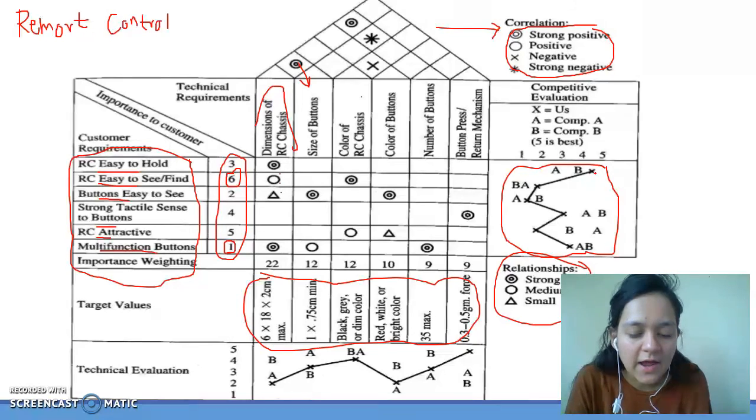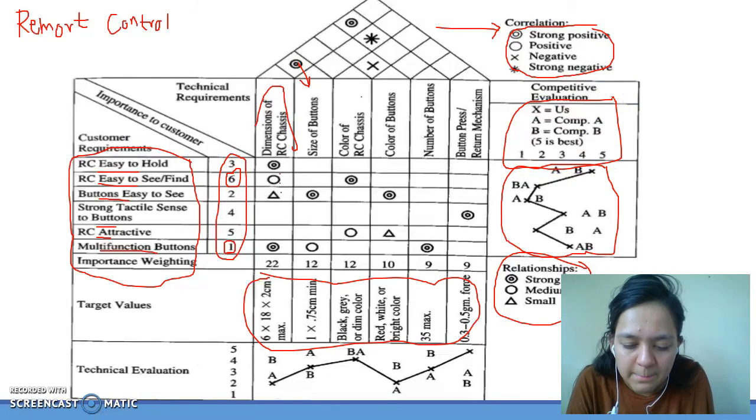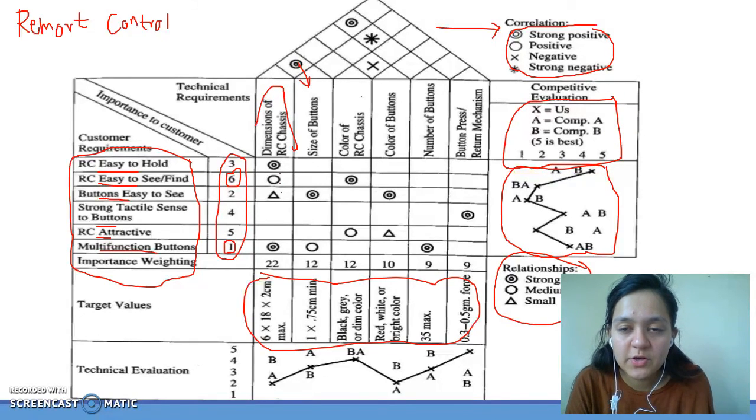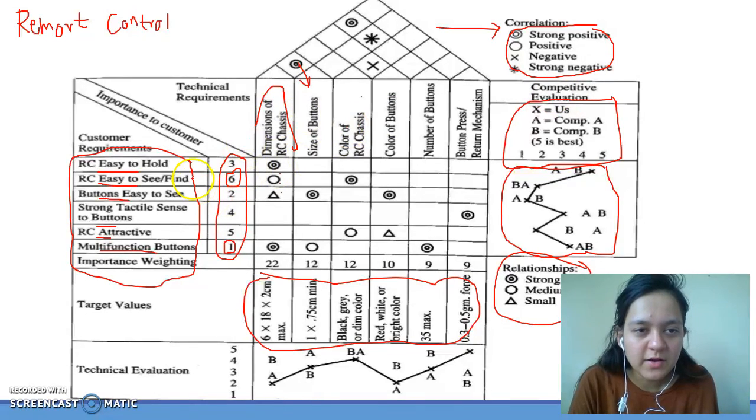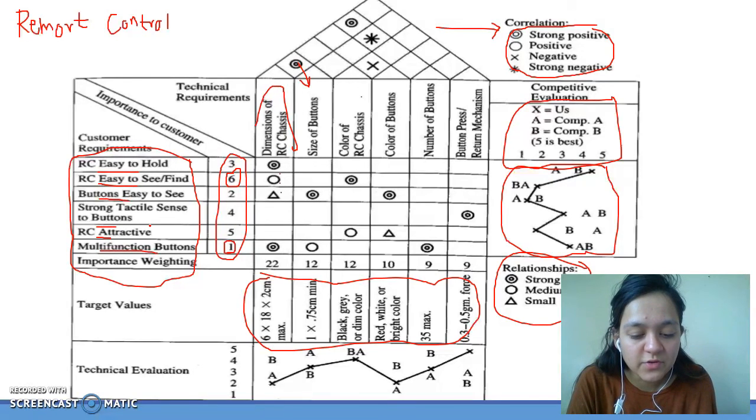Alright, the graph on the right rates the company. Right here, I will just identify it for you. It rates the company and competitors in terms of customer requirements. Customer requirements being easy to hold, easy to find, etc. These ratings are based on customer surveys. They're not just randomly allocated. For example, customers think the company does worse in terms of buttons being easy to see, but best in terms of being easy to hold. Right? 5 being the best in the ratings.